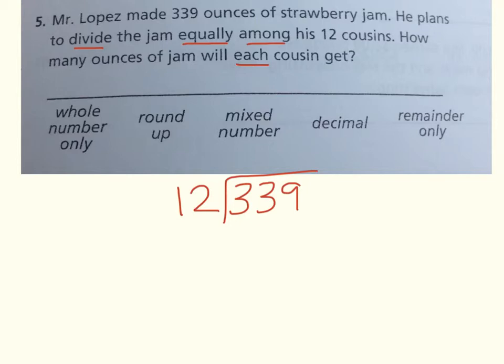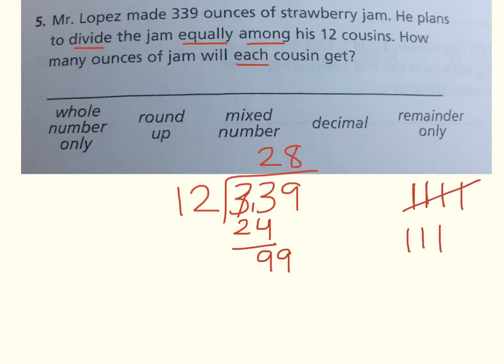Because we're doing 12s, I'm not going to round again. I'm just going to know that I have 12, 24, 36 is too high. So I have 2, which is 24, and I subtract and I get 9. And then I have 12, 24, 36, 48, 60, 72, 84, 96. And that leaves me with 3.